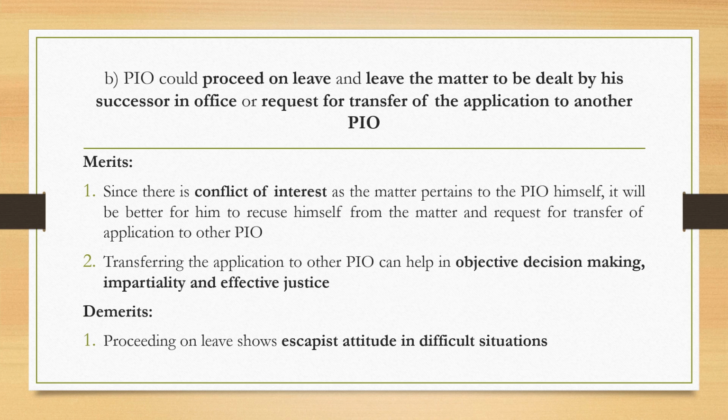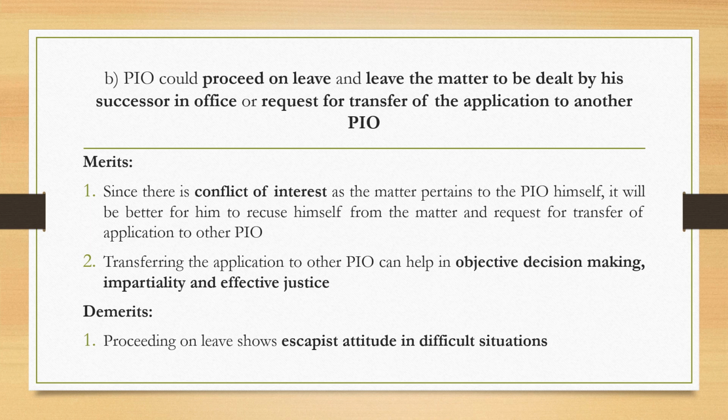Coming to the second option, the PIO could proceed on leave and leave the matter to be dealt with by his successor in office, or request for transfer of the application to another PIO. So here the PIO is leaving the decision making. He is proceeding on leave and the matter will be dealt with by whoever is his successor in office, or he can request for transfer of the application to someone else, right, to some other PIO.